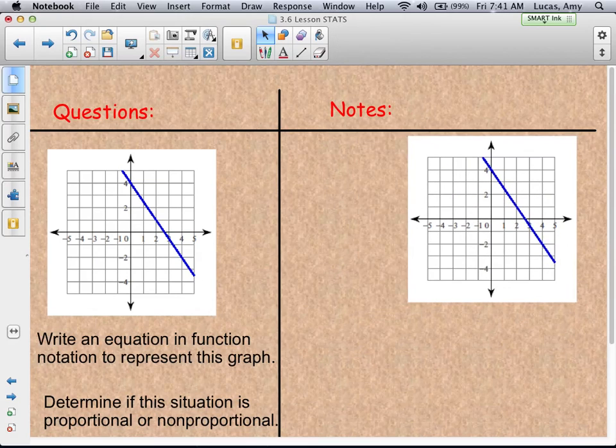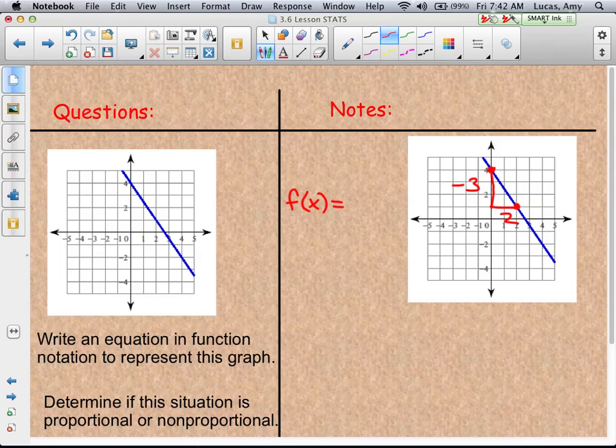Next example. 2 good points to use, my intercept point and this point right here. So start at the point on the left, rise, down 3, over 2 to the right. So f of x equals -3 over 2x, and then my intercept point is right here at 4, so +4. It's a line, but it does not go through the origin again, so non-proportional.